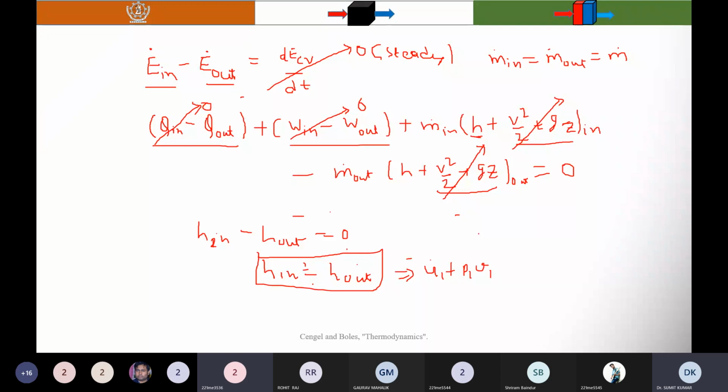Means this is a special case, sir. Isenthalpic is a special case for throttling. That's why I told you, instead of remembering the equations, you should remember the concept, where this equation is applicable. The equations are simplified under some assumptions. So when I simplified these equations, I assumed that there is no heat transfer, no work transfer. The adiabatic process is also an assumption here, meaning there is no heat transfer between the system and surroundings.